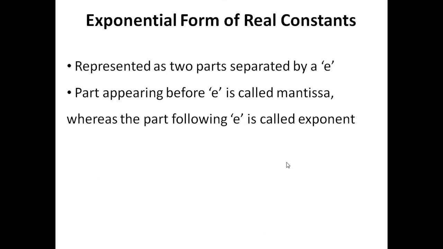The exponential form of the real constants is represented as two parts separated by the letter E. The part appearing before E is called the mantissa, whereas the part following E is called the exponent.